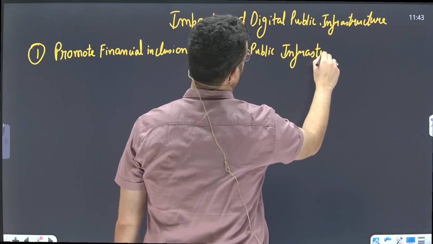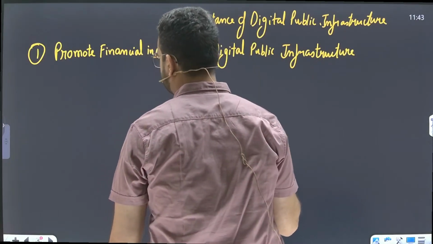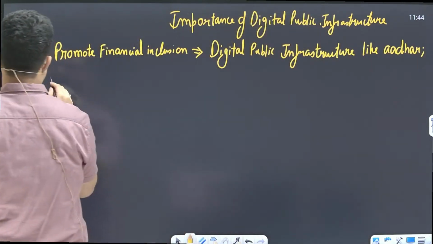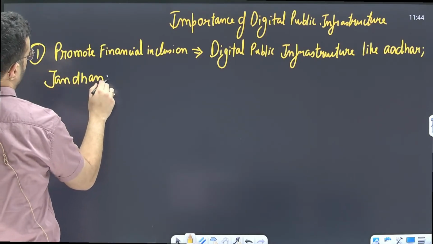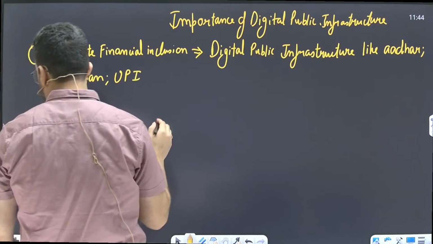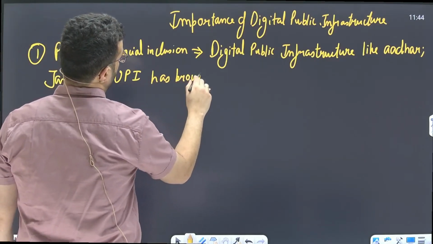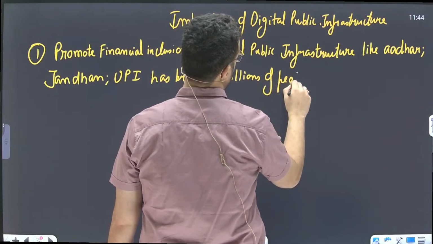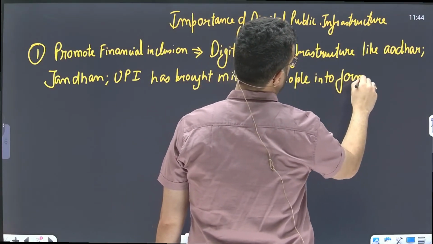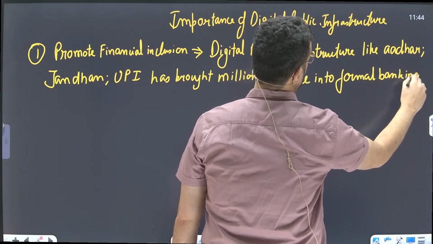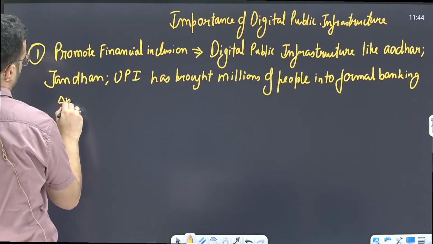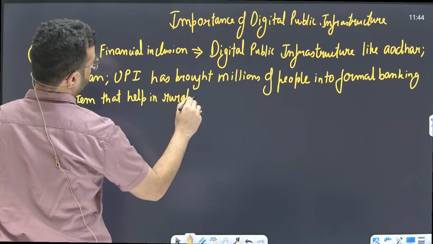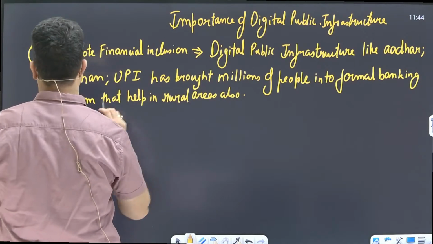Digital public infrastructure like Aadhaar, Jan Dhan, UPI has brought millions of people into the formal banking system. That helps in rural areas also.